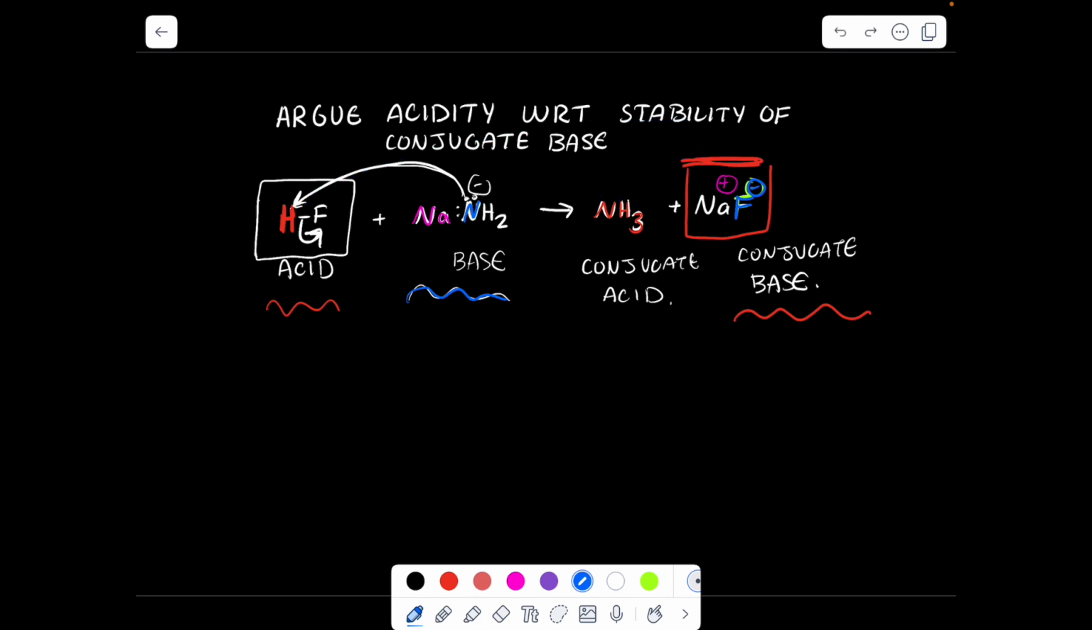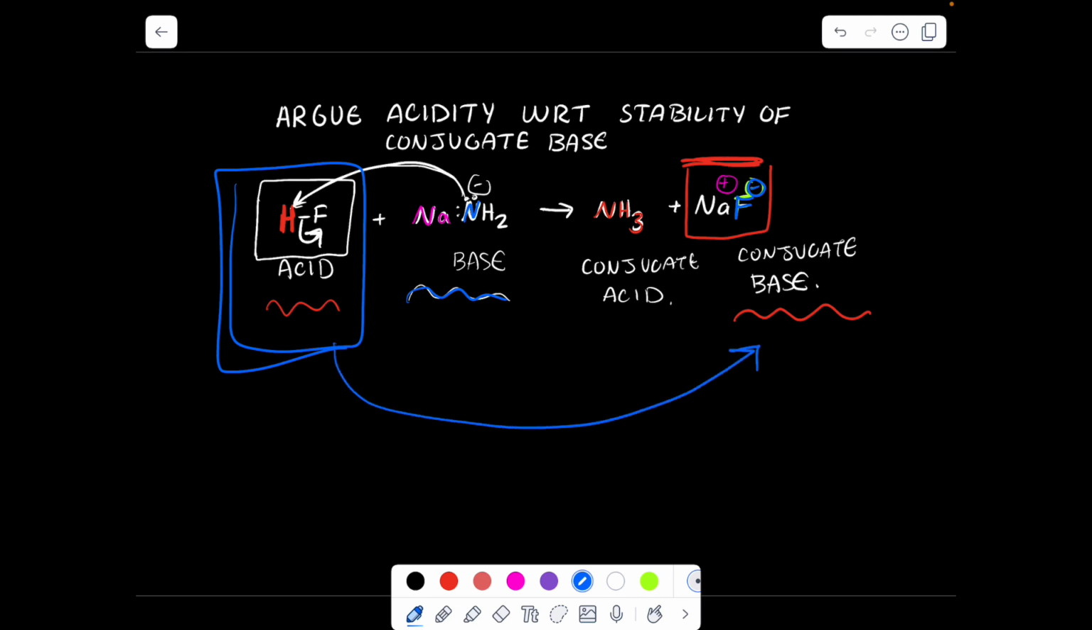So whenever we want to look at how acidic a molecule is, we must argue the acidity based on the stability of the conjugate base. So what does that mean? Every time we're given a structure, we need to remove that proton. So HF, we must remove the proton and we must look at the conjugate base. And we must ask, is this negative charge stable?